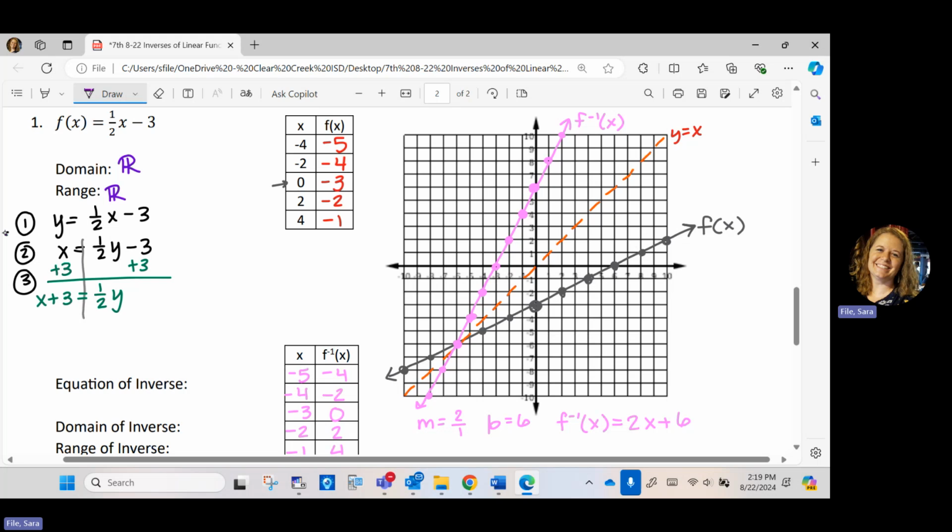Multiply by what? No, because if I multiply by 1/2, it won't reduce, it won't cancel. 1/2 times 1/2 is 1/4. It wouldn't get rid of it. It would just change it. What would get rid of that 1/2? What could I multiply by?